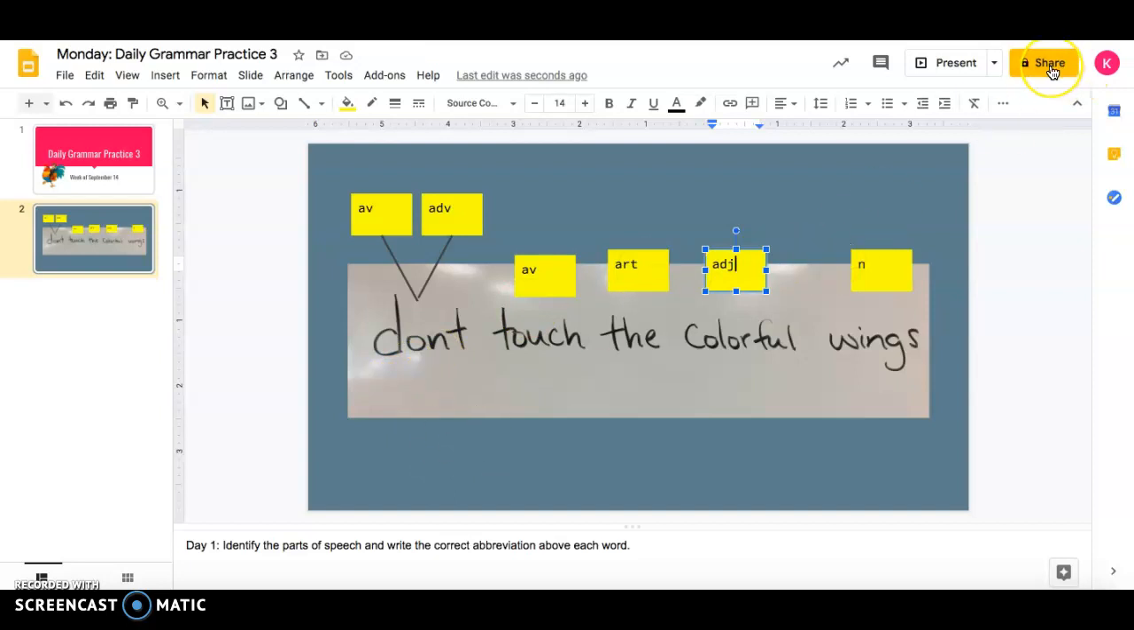As always, you can just share your copy of this with me, or if you want to write the sentence down on a piece of paper with the parts of speech above it, and then just share a picture of your work with me to my email, that is totally fine as well. Whatever is just easiest for you.